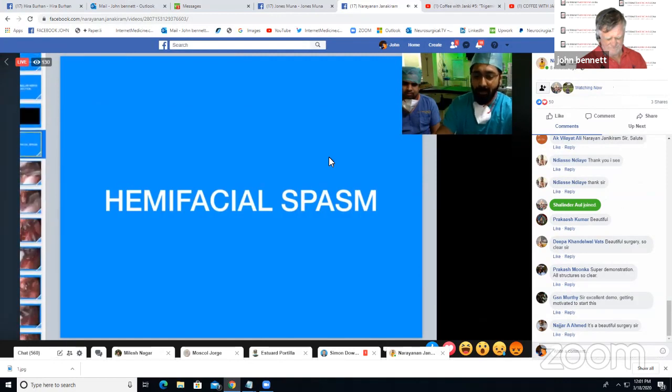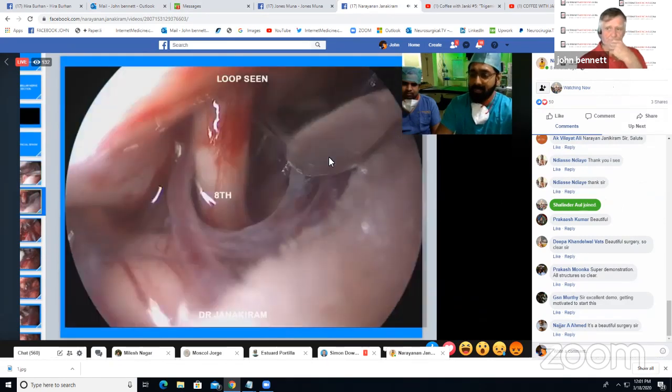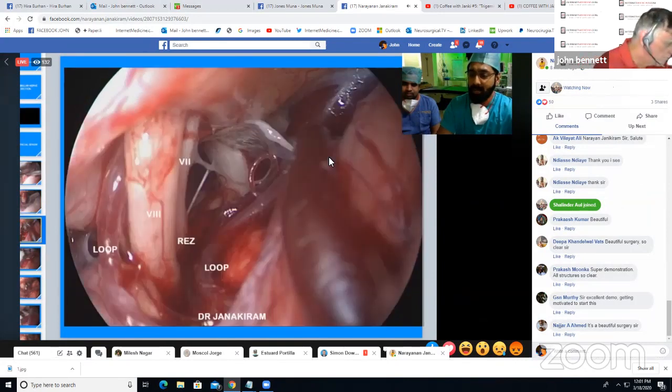Now let us take a patient of hemifacial spasm. Now this is actually again opening the basal cisterns. Just a view of the basal cisterns. Now this is the loop. You can see the 7th, 8th complex. I marked it also, the 8th nerve. And then you can see here, this is the root entry zone of the 7th. 7th is here and the 8th nerve is here.